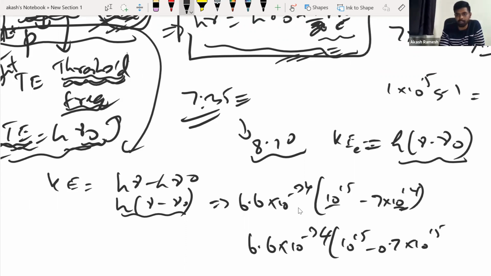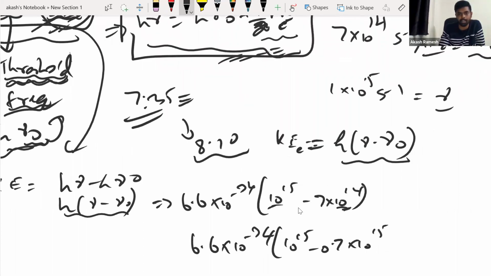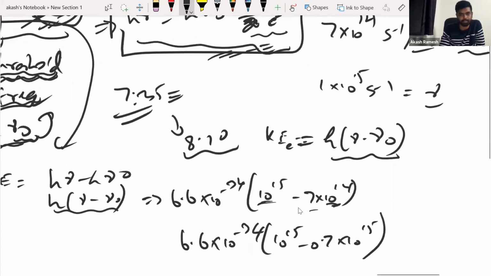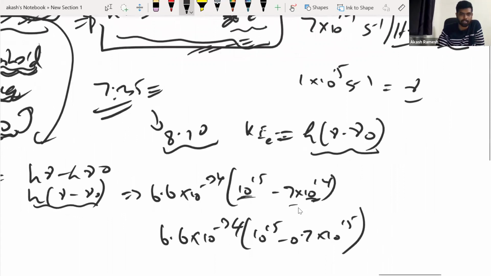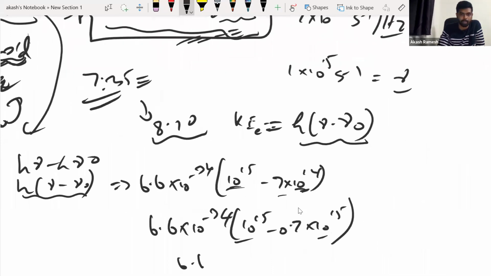I write 7 as 0.7. Or else you can take 10 to the power 14 common. That also is fine, obviously. If you take 10 to the power 14 common, I'll get 10 and 7. That is also okay, either way. So now you can take 10 to the power 15 common from this. So you write 6.6 into 10 to the power minus 34 into 10 to the power 15, which is common. Now what will be left? 1 minus 0.7, which will be 0.3.